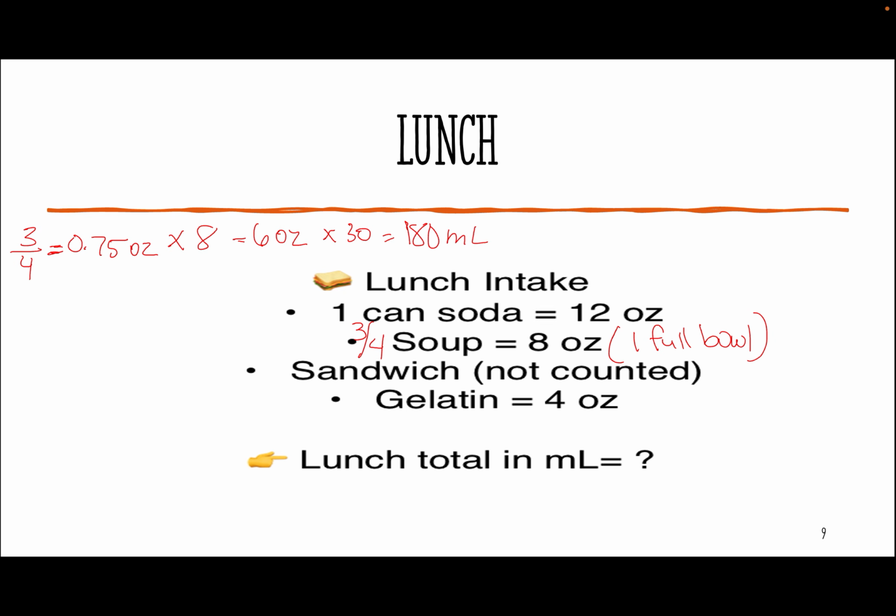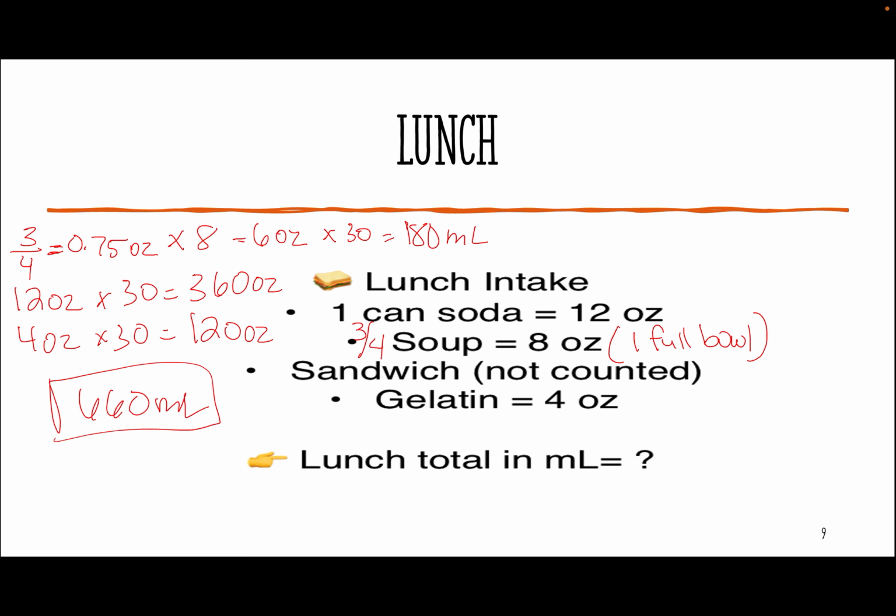Okay, so now you figured out the soup. From there, you can do the rest. So on this side, we are doing 12 ounces, because now I'm looking at the soda, times 30. So you're going to do 12 times 30, which is 360. And then the last thing here was the 4 ounces times 30, and that is again 120 mLs. Now I'm going to add that all up. So I have my 360 plus 120 plus 180, and that gives me 660 mLs. Okay, so that's for lunch.